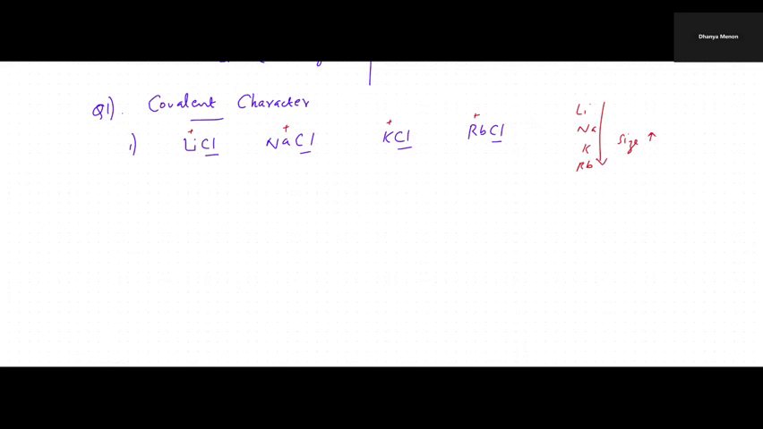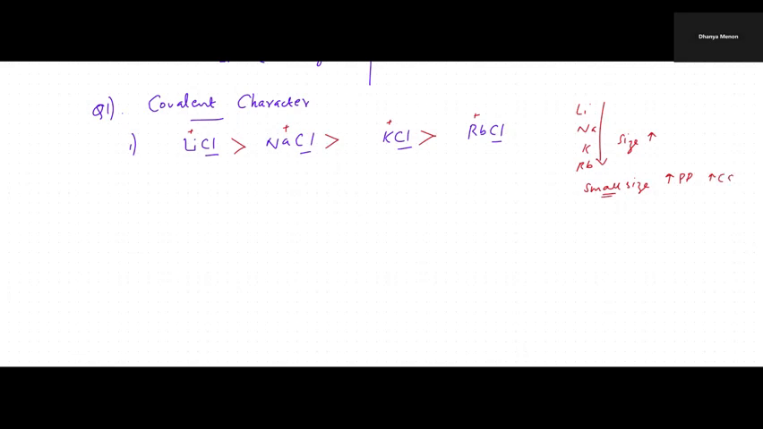So for cations, we discussed smaller the size, more is the polarizing power. Lithium has the smallest size, right? So lithium has more polarizing power than sodium. Sodium has more than potassium and then rubidium. So smaller the size, more is the polarizing power and more is the covalent character.